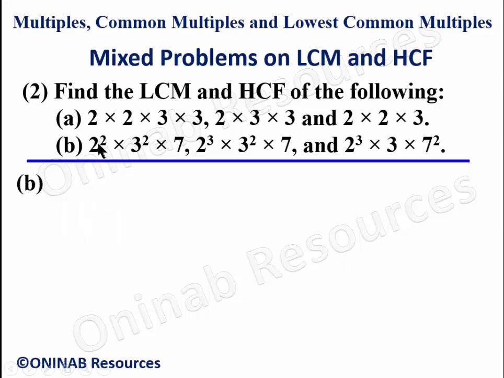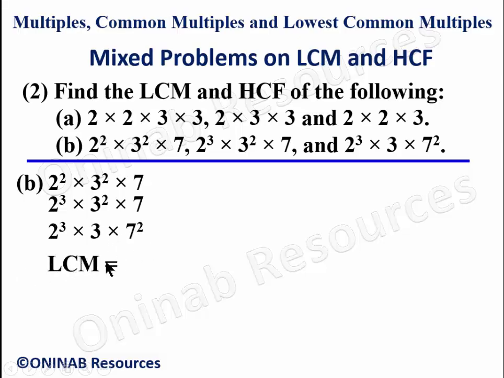We look at 2B. Again, the first number is 2 squared times 3 squared times 7. I have it here. 2 cubed times 3 squared times 7. I have it here. And the last number is 2 cubed times 3 times 7 squared. For LCM, we go for the highest index. The highest index of 2 here is 2 raised to the power 3. It's forming part of our LCM. And the highest index of 3 here is 3 squared. So we have 3 squared. And the highest index of 7 is 7 squared.